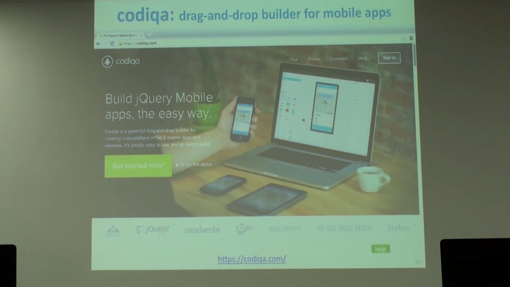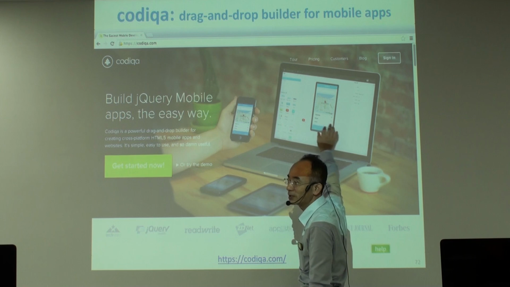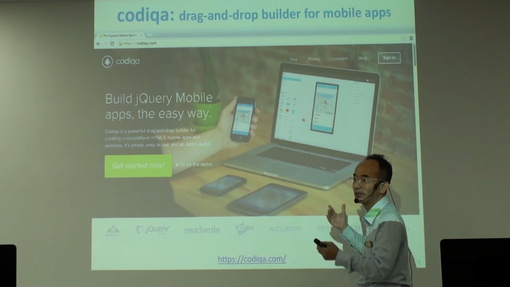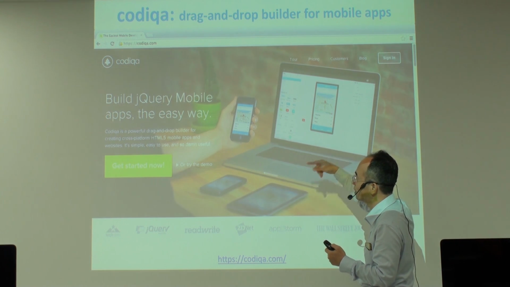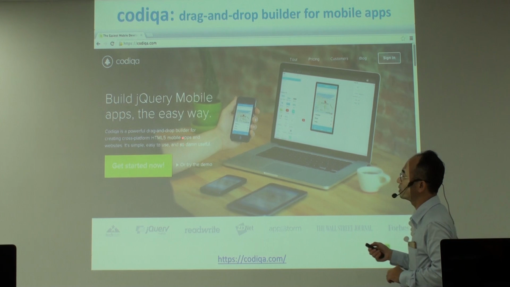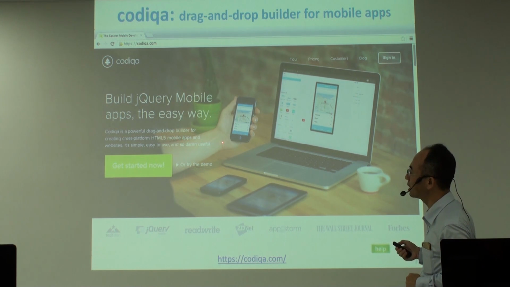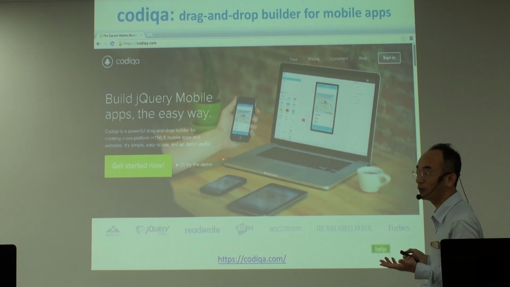You can also use Codica. Codica is also a drag and drop builder for mobile applications. Codica, what you see is what you get. So you can just drag all the components and you get the HTML, CSS, or JavaScript code. Codica is a powerful drag and drop builder for creating cross-platform HTML5 mobile apps and websites. It's simple, easy to use, and so useful, right?